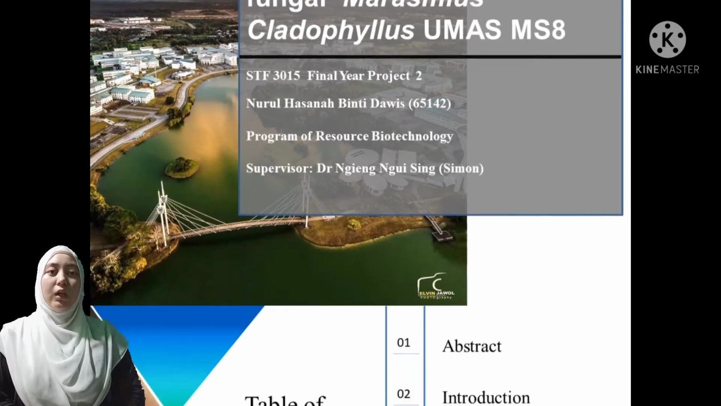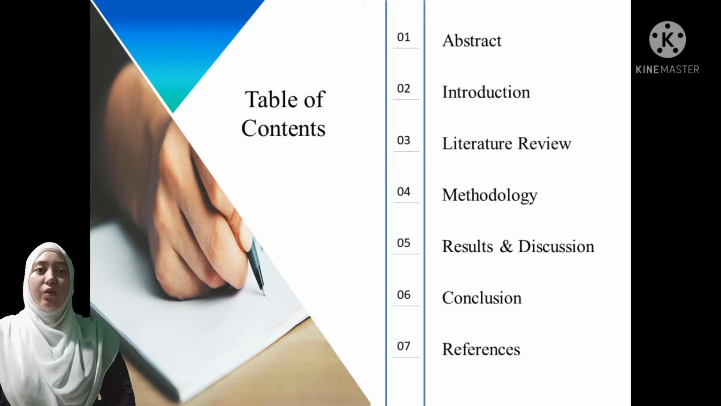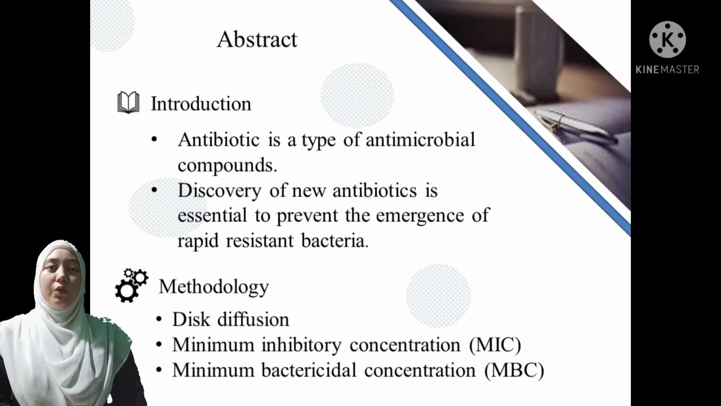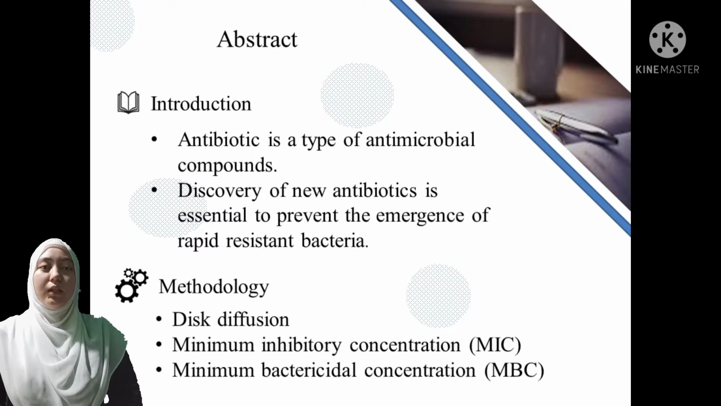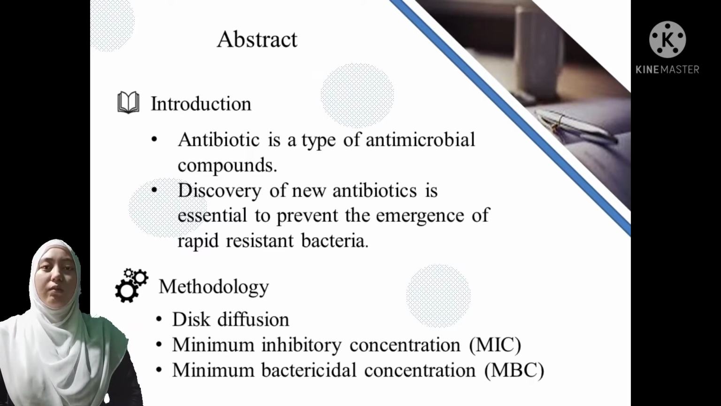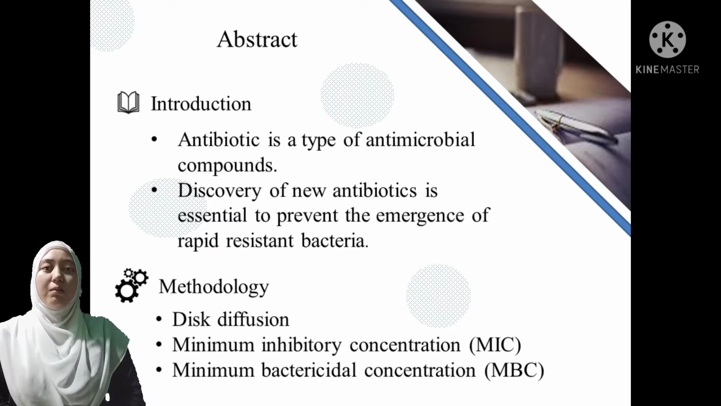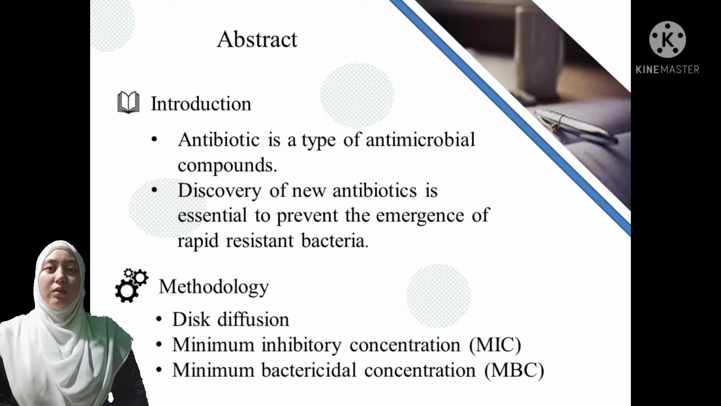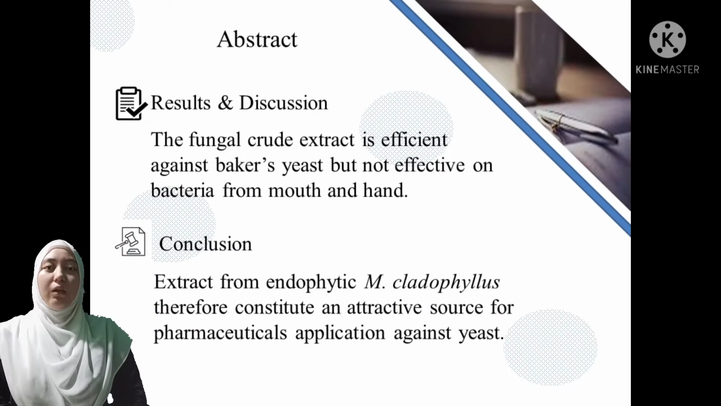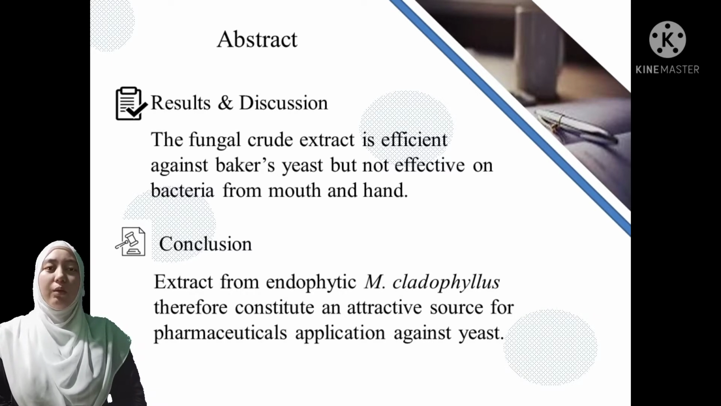In this presentation, I will present 7 main sections. The abstract of this study comprises 4 main sections, which are Introduction, Methodology, Result and Discussion, and Conclusion. The introduction focuses on the importance of the discovery of new antibiotic. The methodology introduced 3 main methods used in this project. Result and discussion indicate the ability of Marasmius cladophyllus in performing antimicrobial activity, and the conclusion states the potential metabolite produced by Marasmius cladophyllus UNIMAS MSF.